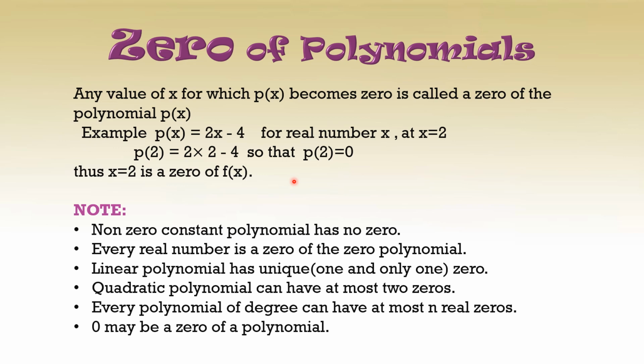A linear polynomial has a unique, meaning one and only one, zero. A linear polynomial can have only one zero. Meaning there can be only one value at which the whole polynomial's answer is 0. A quadratic polynomial can have a maximum of 2 zeros, meaning there can be at most 2 values for which that polynomial becomes 0. Every polynomial of degree n can have at most n real zeros. Next, 0 may be a zero of a polynomial. The zero of any polynomial can be the number 0.